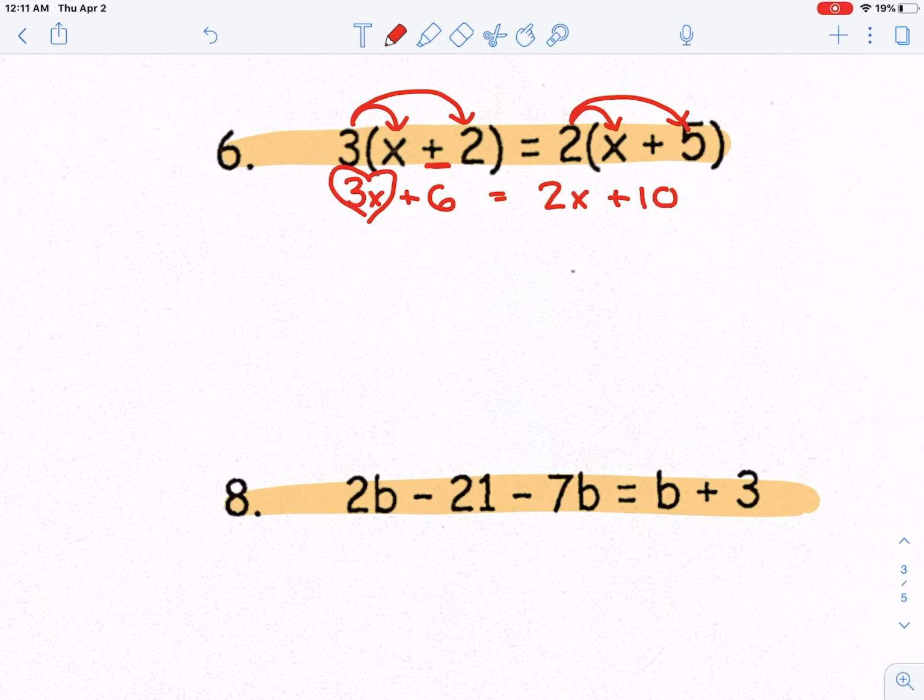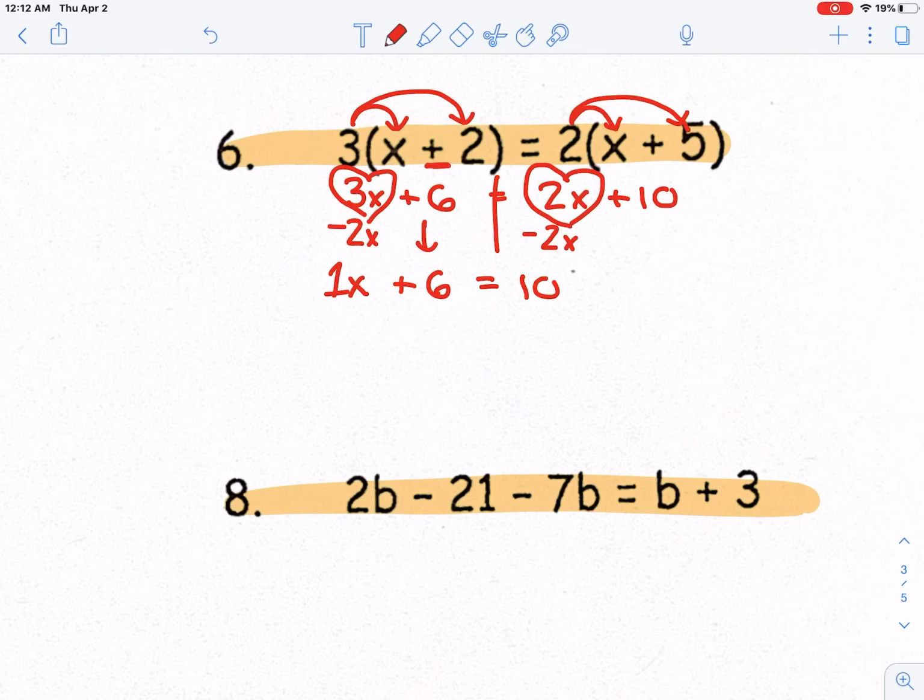So I'm going to put my hearts around my 3x and my 2x. And again, remember, I want to deal with a positive x. So it's going to make more sense for me to move that 2x to the left rather than moving that minus 3x to the right, because that way I would get a negative x. So 3x minus 2x, that's easy. We're left with just 1x. And again, you can write that 1 there, but you don't need to. We have to bring down our plus 6. And we're left with our 10 on the right side.